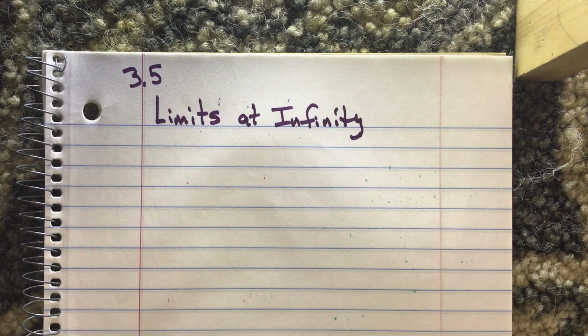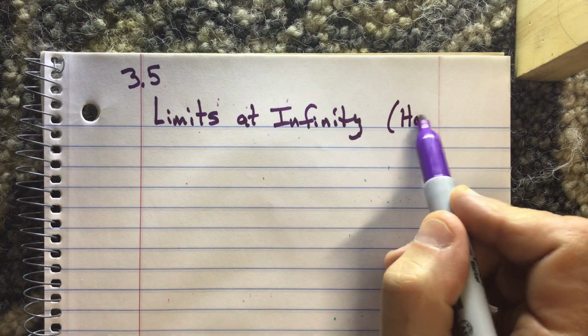Limits at infinity. This is different than infinite limits. In section 1.5, where we talked about infinite limits, we were talking about vertical asymptotes. This is actually horizontal asymptotes. Let me write that here.